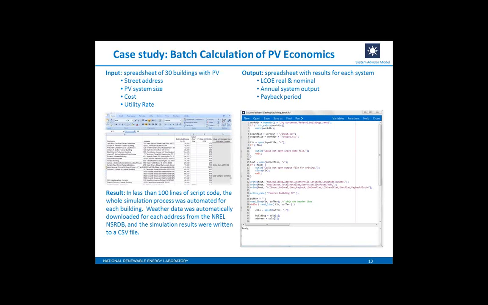Weather data was automatically downloaded for each street address from the NREL National Solar Radiation Database. And then we modified the system size, the utility rate, and the cost for each simulation, went through a loop, and wrote all of the simulation results to a file. It's a pretty modest script, maybe 100 lines of code, and it ran pretty fast.